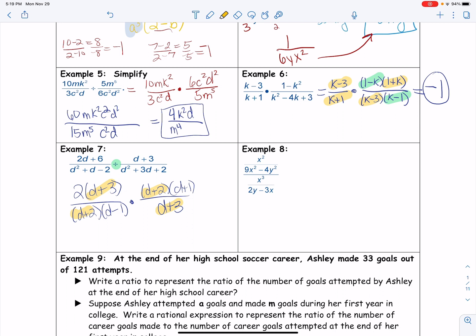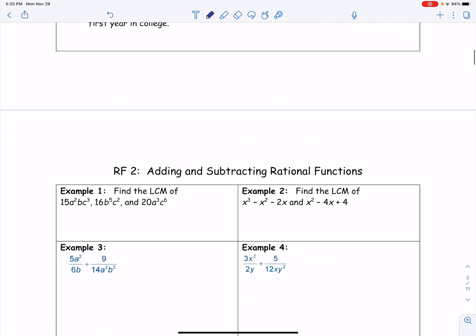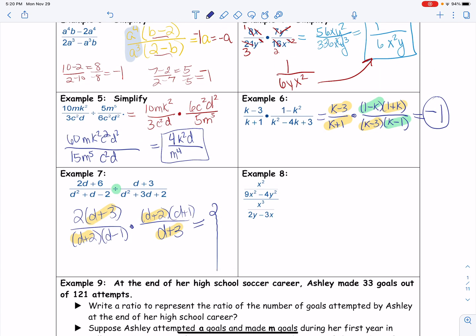Now, d plus 1, is that opposite of d minus 1? If you put a number in like 7, 7 plus 1 is 8, 7 minus 1 is 6. That doesn't divide like on example 6. That doesn't give me the same. Those are different numbers. So that is my answer. My final answer is 2 parentheses d plus 1 over d minus 1.